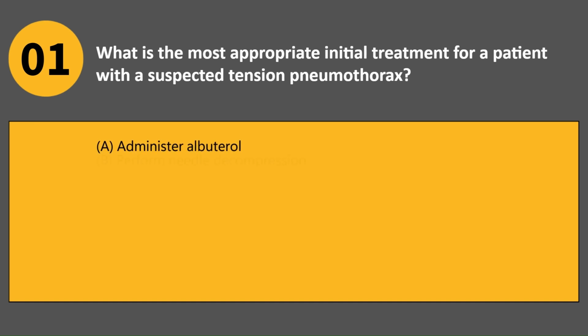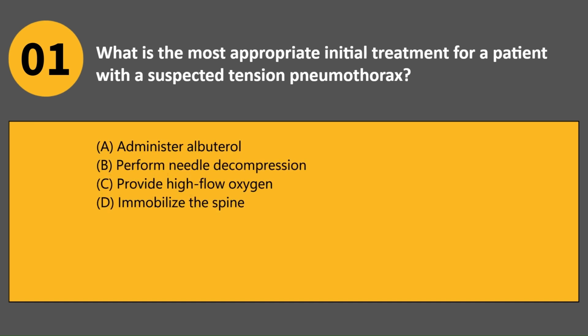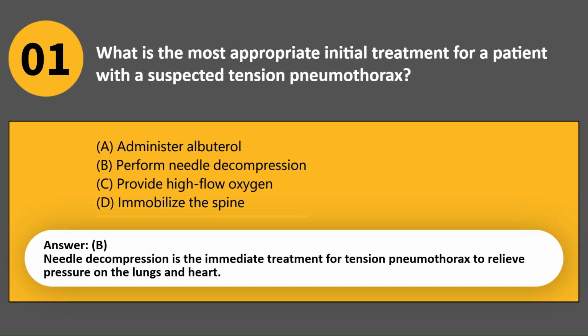What is the most appropriate initial treatment for a patient with a suspected tension pneumothorax? A. Administer albuterol. B. Perform needle decompression. C. Provide high-flow oxygen. D. Immobilize the spine. Answer: B. Needle decompression is the immediate treatment for tension pneumothorax to relieve pressure on the lungs and heart.